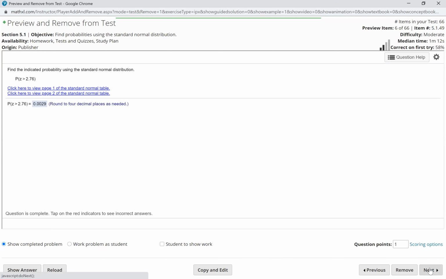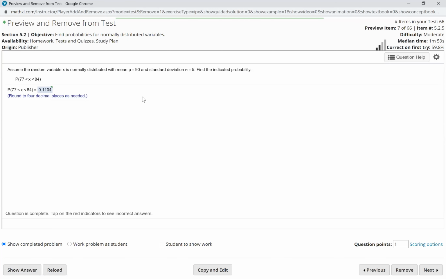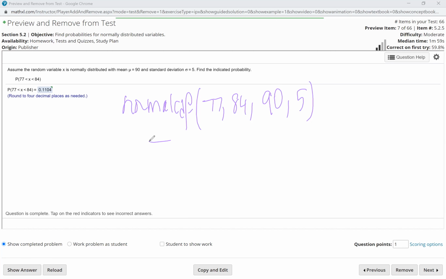Greater than 2.76. In between, now X. For X, it's different. Your mean is going to be whatever the mean is given in the problem, or whatever the standard deviation is. So for this one, if you do this on the calculator, it's going to be this normal CDF. You're going to go to 77. You're going to put 84. Then you're going to put the mean, which is 90. And then you're going to put the standard deviation, which is 5. And then you get the answer.